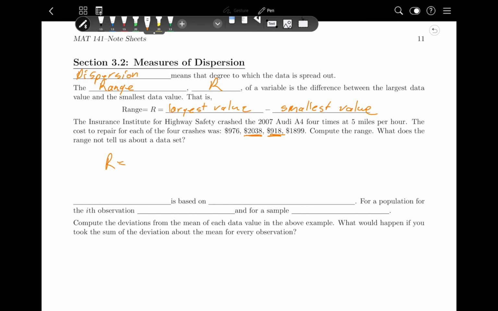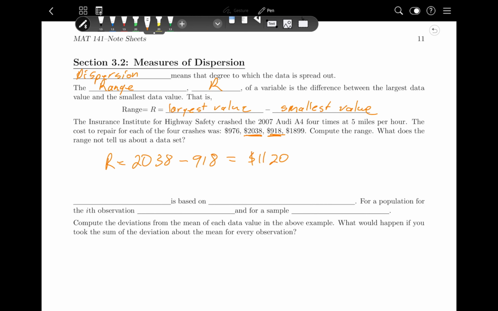So our range is going to be 2,038 minus 918, which is $1,120. And just like with measures of central tendency, our range has the same unit of measure as the data values themselves. Now, this tells us how far it is from the largest data value to the smallest data value, but it doesn't tell us how spread out the data is in between.